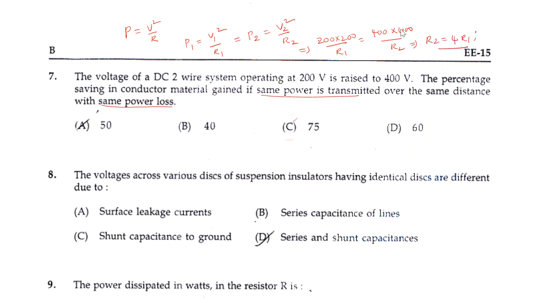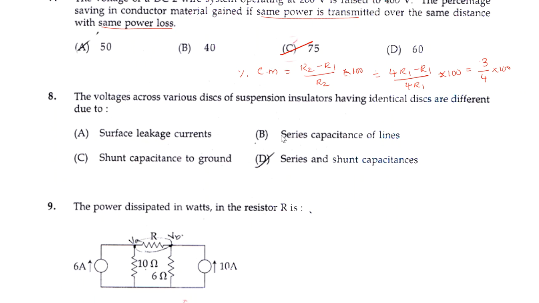Now they are asking about the conductor material gain, so I'll write the formula. The percentage conductor material gain is equal to (R2 minus R1) divided by R2, into 100 percent. R2 is 4 times R1, so (4R1 minus R1) divided by 4R1, into 100 percent. This is 3 by 4 into 100. So you know that it's 75.